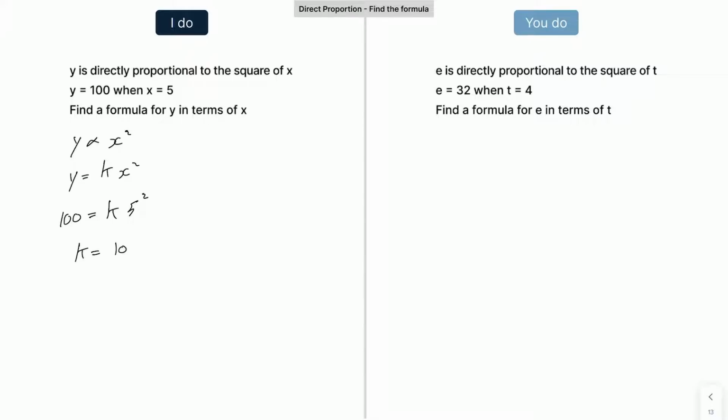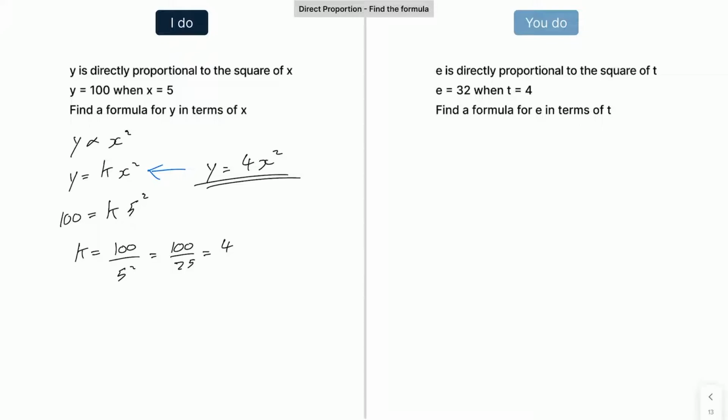We can rearrange that for k. So that's going to be 100 over 5 squared. 5 squared is 25, and that then becomes 4. Now we know what k is, so we can substitute it into this formula here, and that then gives us y is equal to 4x squared, and that is the answer to the question. So that is a formula for y in terms of x.